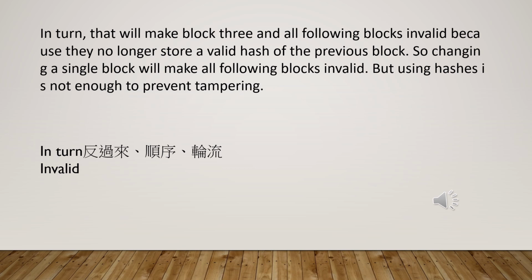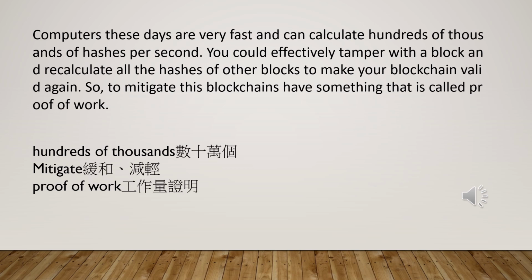But using hashes is not enough to prevent tampering. Computers these days are very fast and can calculate hundreds of thousands of hashes per second. You could effectively tamper with a block and recalculate all the hashes of other blocks to make your blockchain valid again. So, to mitigate this, blockchains have something that is called proof of work.